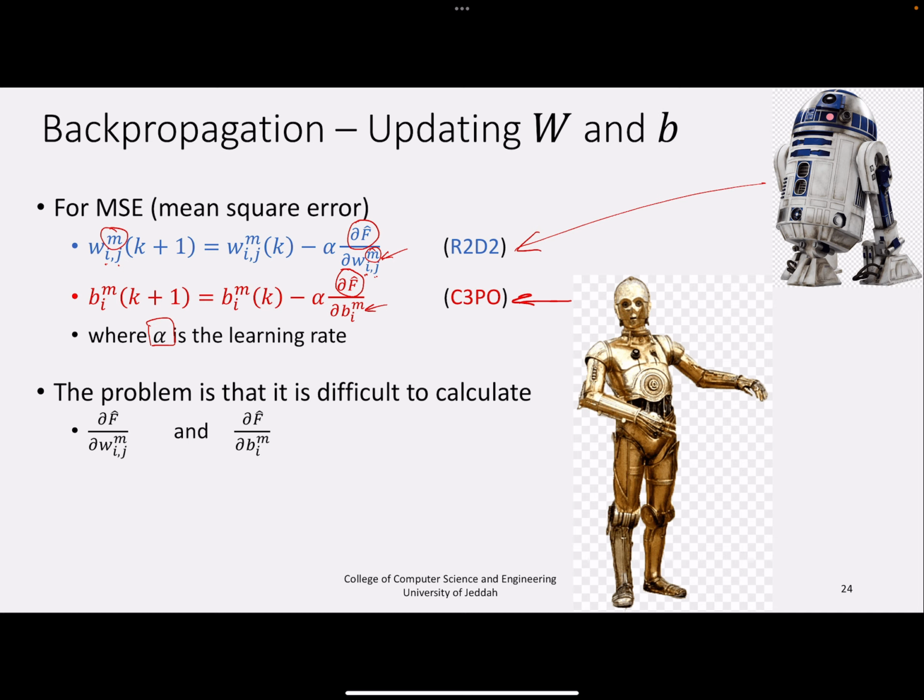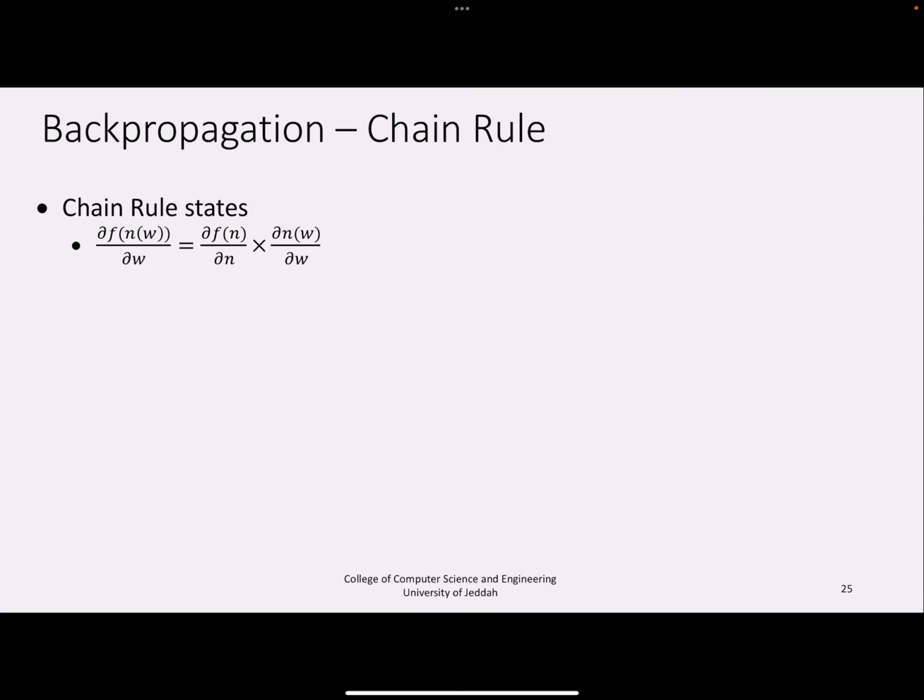The problem is in this slightly intimidating part of the partial derivative term in the end. How do we compute the partial derivative of the error function with respect to W and also with respect to bias terms? And the solution to this is to use the chain rule from calculus.